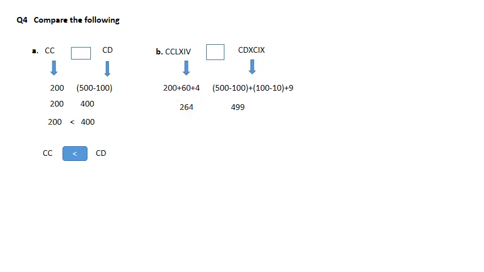Here we have written 499. Now if you see, if you want to compare 264 and 499, here 499 is greater than 264. So the symbol CDXCIX is greater than CCLXIV.